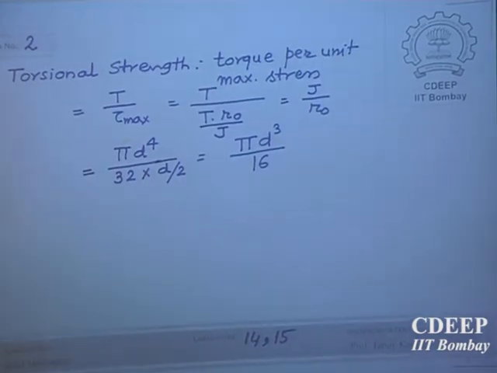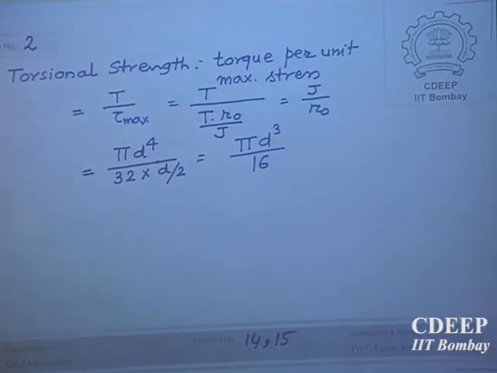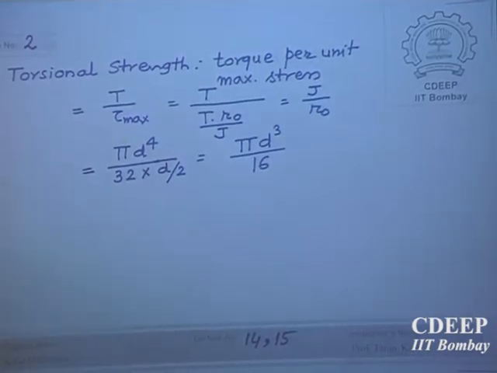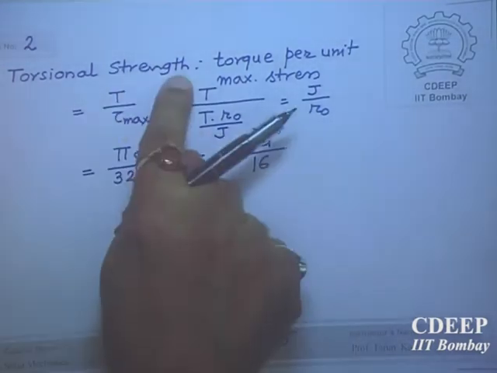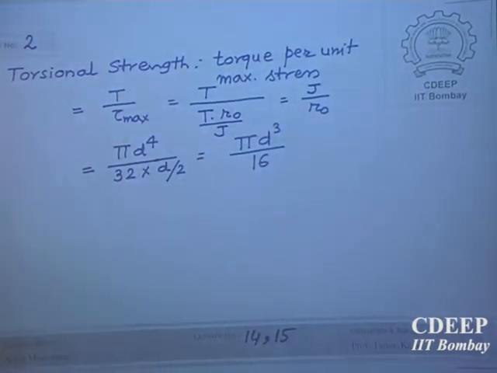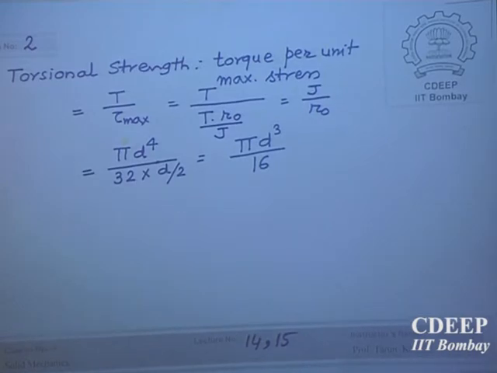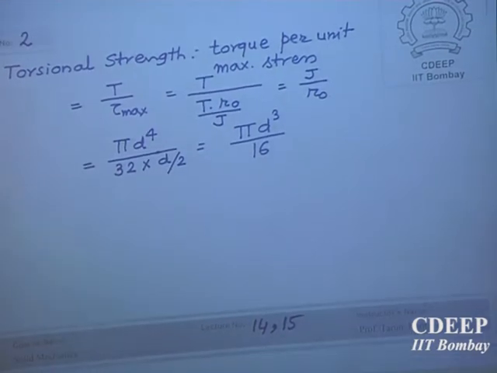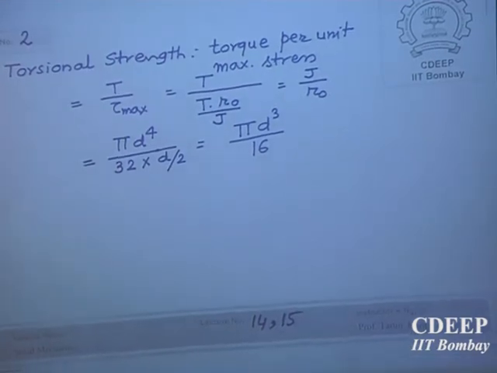Term is a single term. Moment of inertia is a phrase. Just moment is a single. So this is a torsional stress. It is defined as torque per unit maximum stress. What is the torque required to produce unit maximum stress?